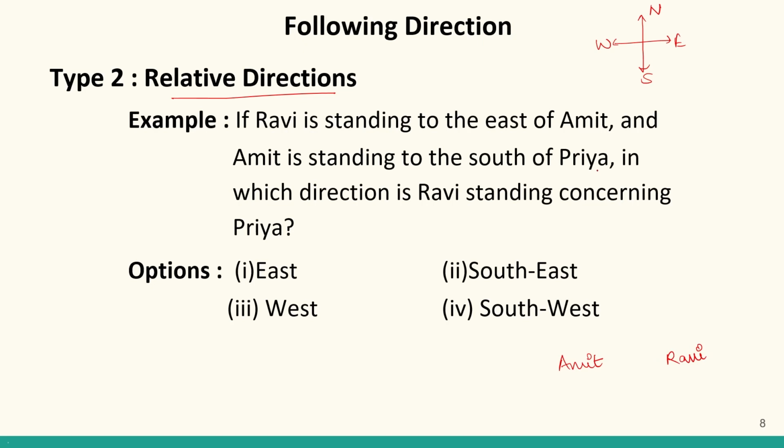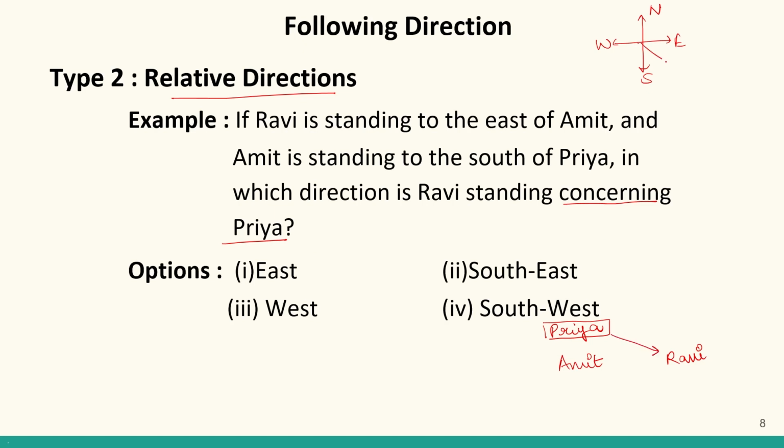Ravi is standing to the east of Amit. And Amit is standing to the south of Priya. So if Amit is to the south of Priya, Priya will be here. Correct? This much you understand. In which direction is Ravi standing concerning Priya? So we have to find out how Ravi is standing with respect to Priya. So if we look from Priya's point of view, Ravi is in which direction? Ravi is in this direction.